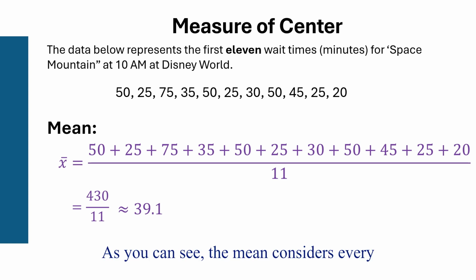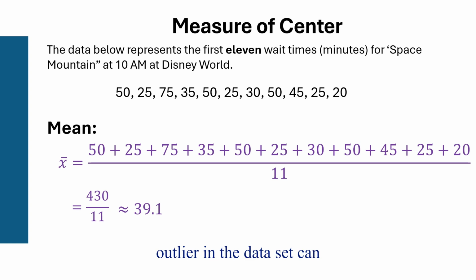As you can see, the mean considers every single value in the data set, so one of the important properties of the mean is that sample means drawn from the same population tend to vary less compared to other measures of center. However, one disadvantage of the mean is that it's sensitive to outliers. In other words, just one extreme value or outlier in the data set can significantly change the mean, so therefore we say the mean is not resistant.